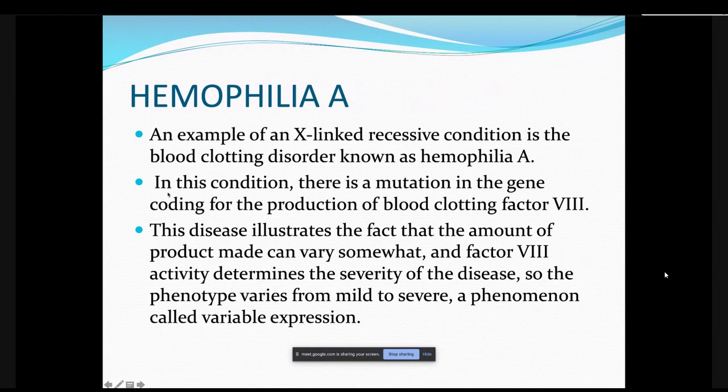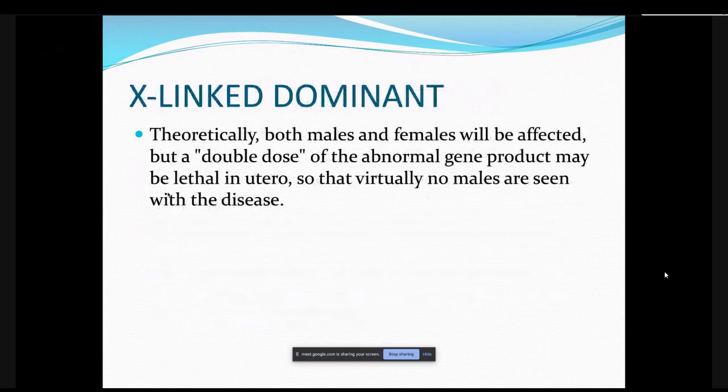This disease illustrates the fact that the amount of product made can vary somewhat, because in patients with hemophilia, there are those who have severe disease and there are those who have mild disease. So depending on the amount of factor 8 produced, there is variable expression from mild to severe. All of them have this mutation, but the severity depends on the activity or the amount of factor 8 produced.